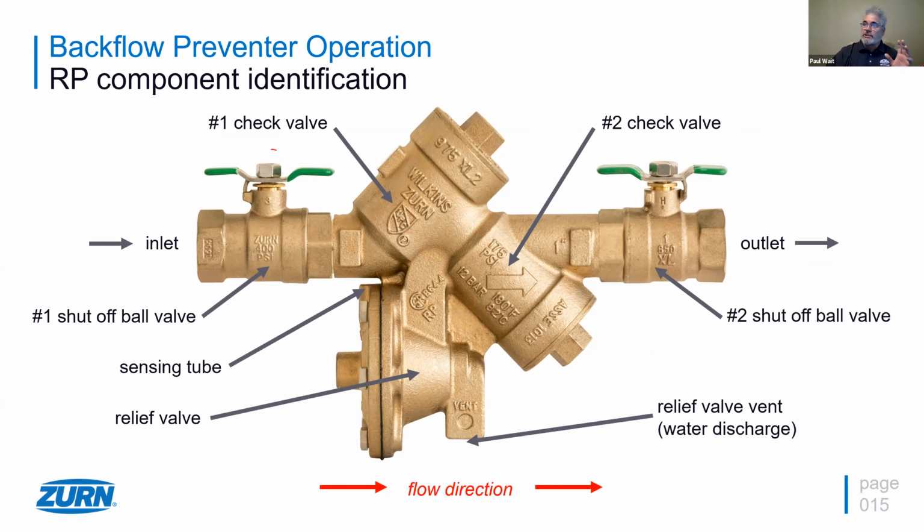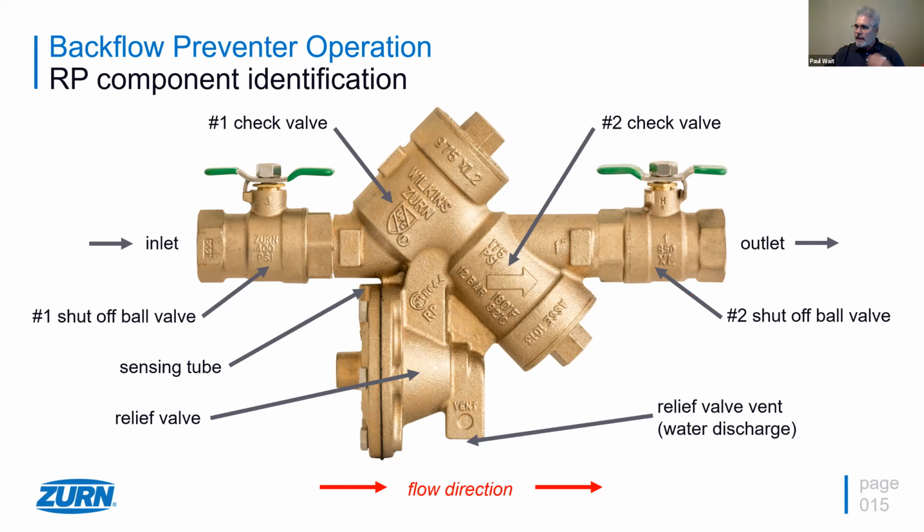We also have a number 1 shutoff valve, which is a ball valve, and a number 2 shutoff valve, which is also a ball valve. So that's your inlet and your outlet shutoff. They're just quarter turn ball valves, and those are standardized across all backflow preventers in the 2-inch and smaller category. They all use quarter turn ball valves by the code definitions for developing and manufacturing backflow preventers.